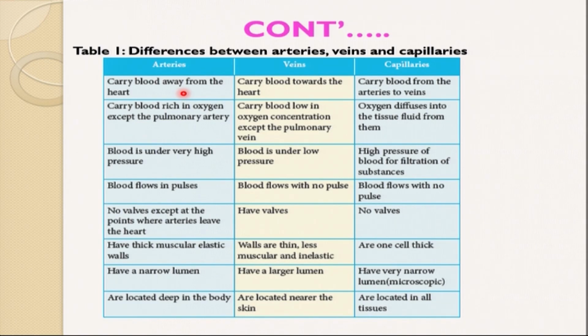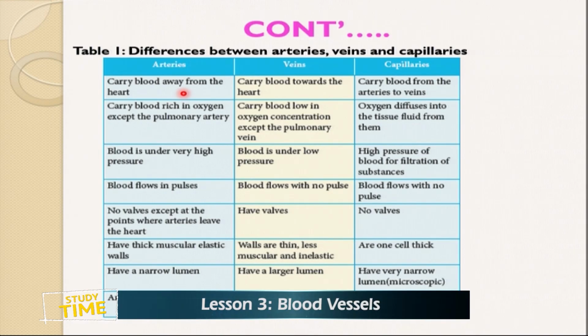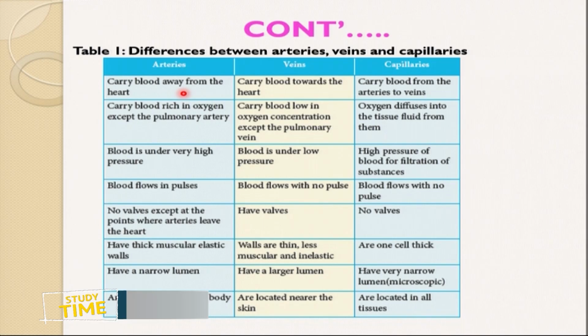In terms of thickness, arteries have thick, muscular, elastic walls with elastic fibers. Veins have thin walls that are less muscular and inelastic. Arteries have a narrow lumen, while veins have a large lumen. Capillaries have a very narrow lumen. The last one: arteries are located deeper in the body. Veins are normally located near the skin. And capillaries are located in all body tissues.